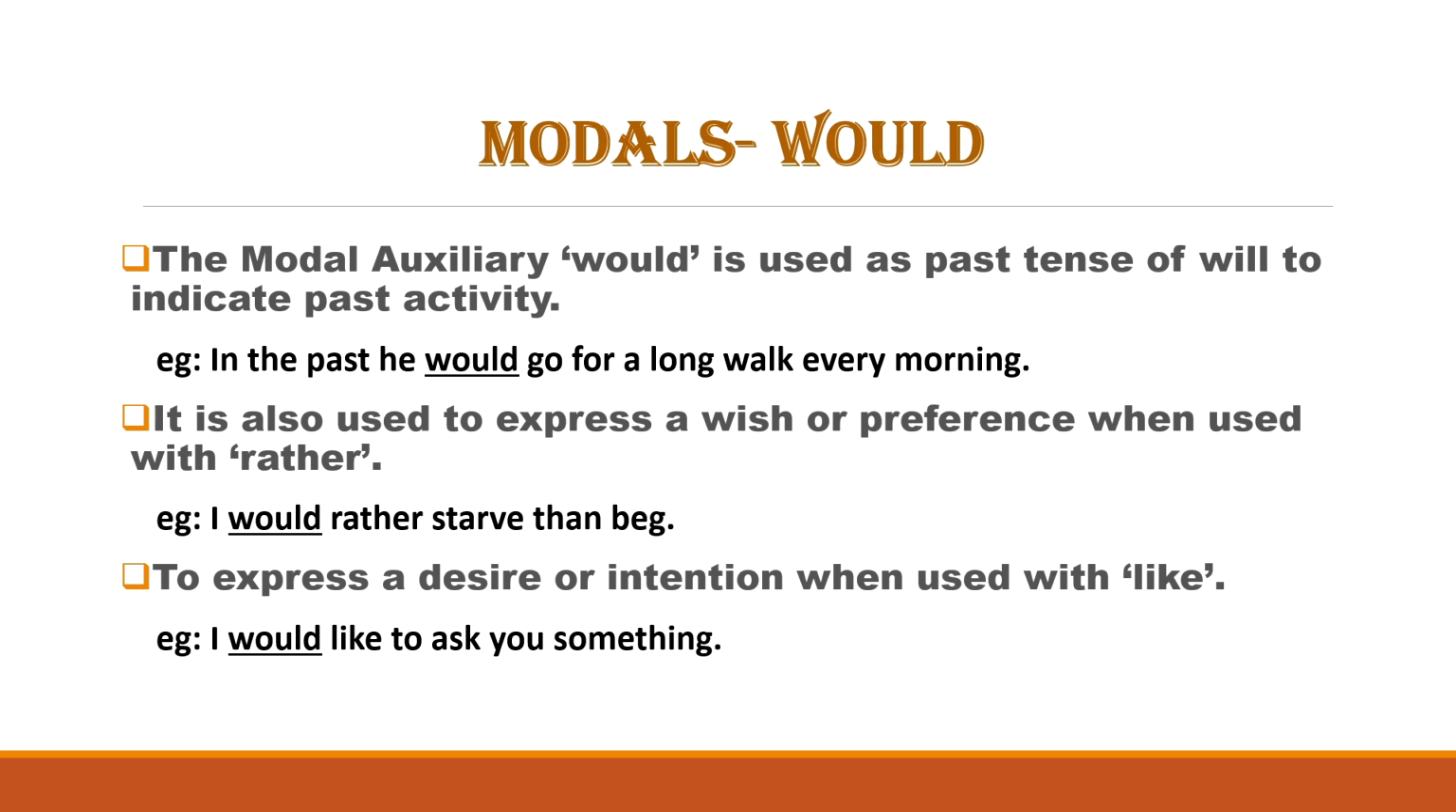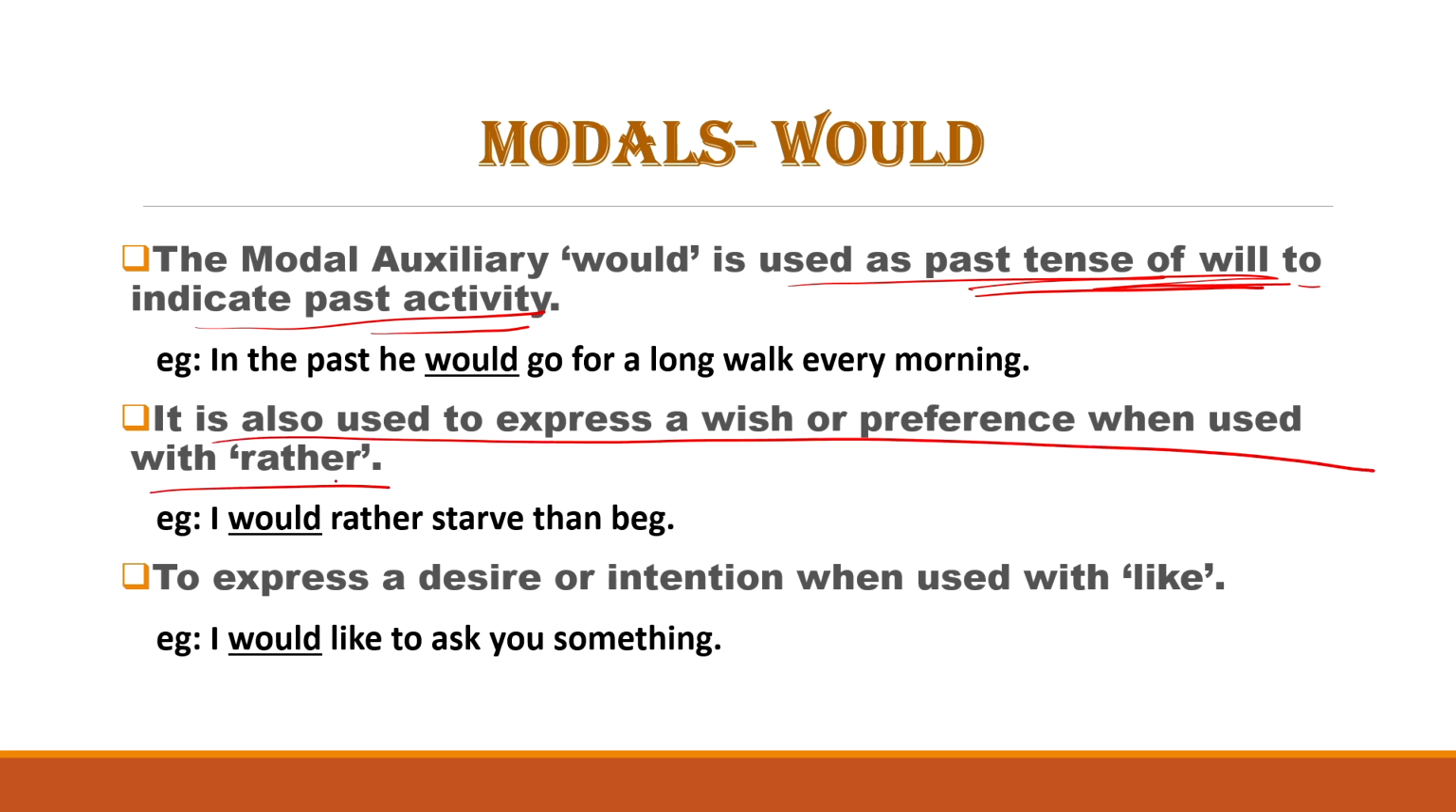Now, next is would. The modal auxiliary would is used as past tense of will to indicate past activity. For example, in the past he would go for a long walk every morning. Next, it is also used to express a wish or preference when used with rather. For example, I would rather starve than beg. Now, it is also used to express a desire or intention when used with like. For example, I would like to ask you something.